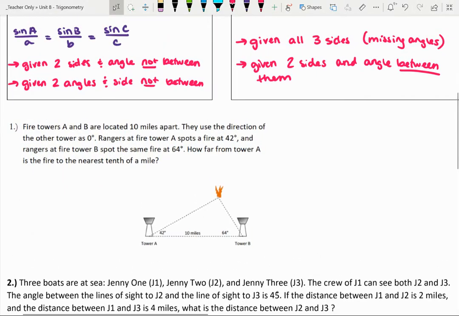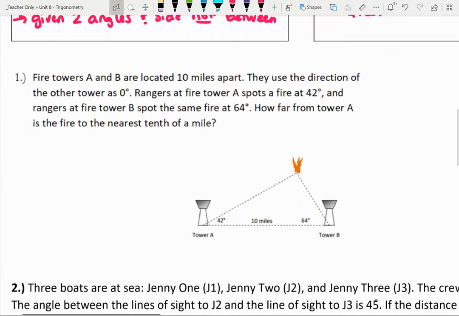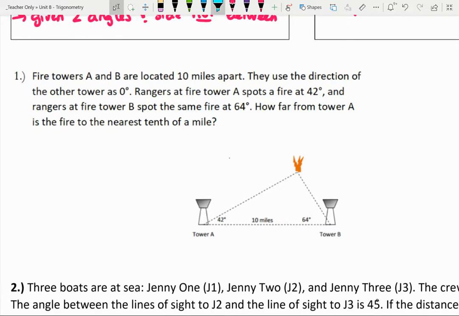So example 1, we have two fire towers, A and B. They are located 10 miles apart. They use the direction of the other tower as 0 degrees. And so rangers at fire tower A spot a fire at 42 degrees. Rangers at fire tower B spot the same fire at 64 degrees. So the question is, how far from tower A is the fire to the nearest tenth of a mile? So our distance right here is how far away from tower A is the fire.